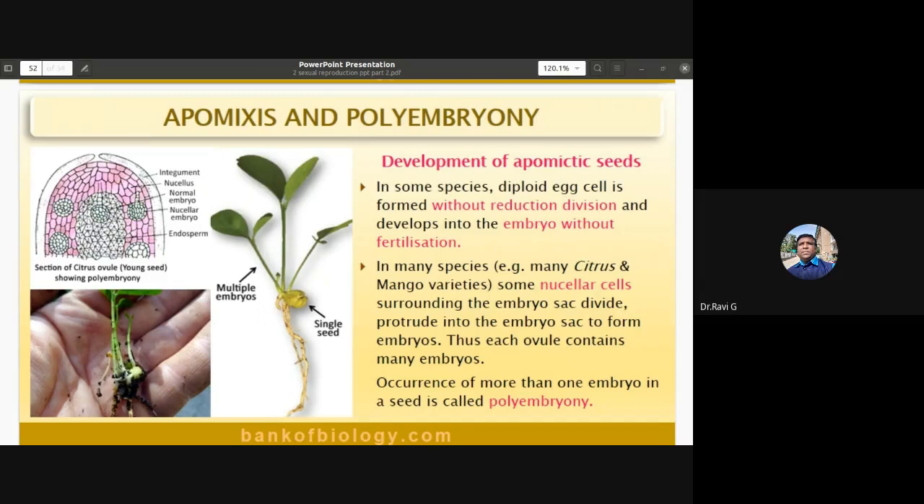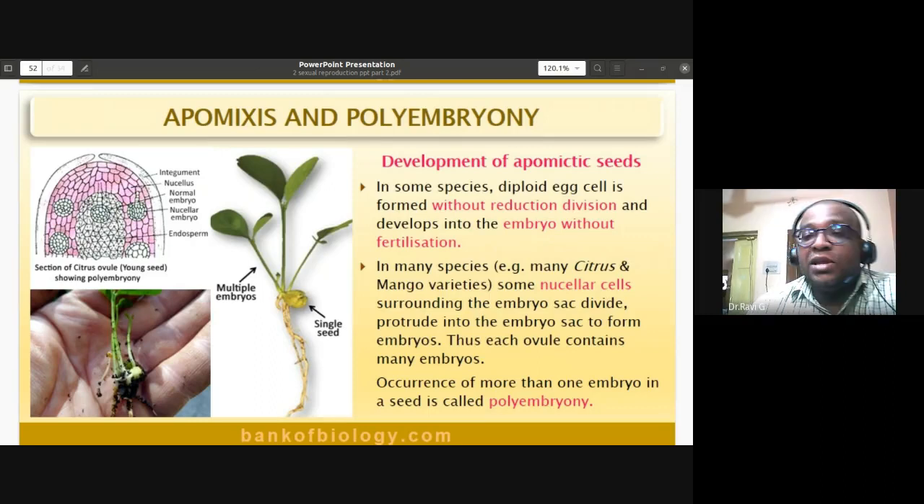Okay, in many species like citrus and mango varieties, the orange varieties and the mango varieties, the nucellus is present. The nucellus is outside the embryo sac. The nucellar cells which are surrounding the embryo sac divide and protrude into the embryo sac to form embryos. So the nucellus cells are diploid. These nucellus cells divide and protrude into the embryo sac, and they form embryos. So here the embryo forms directly without fertilization.